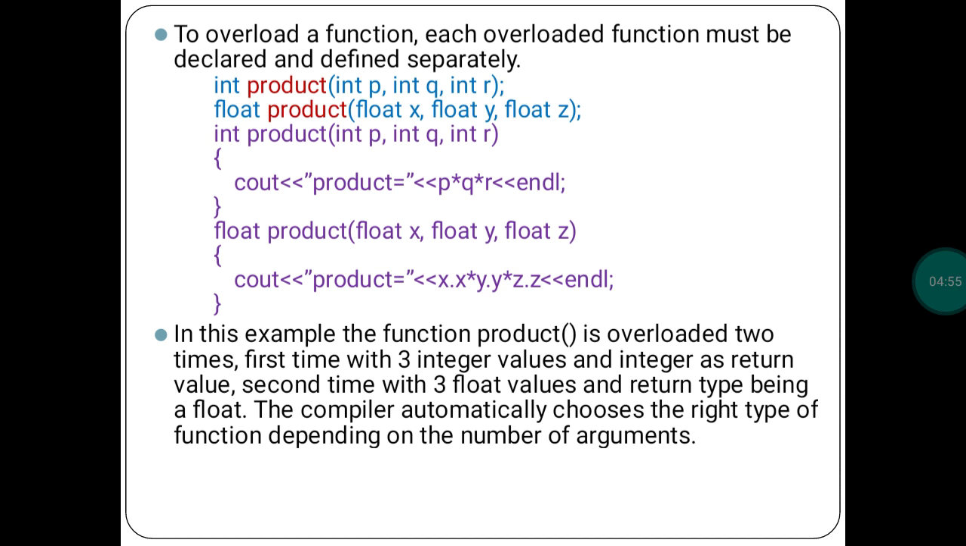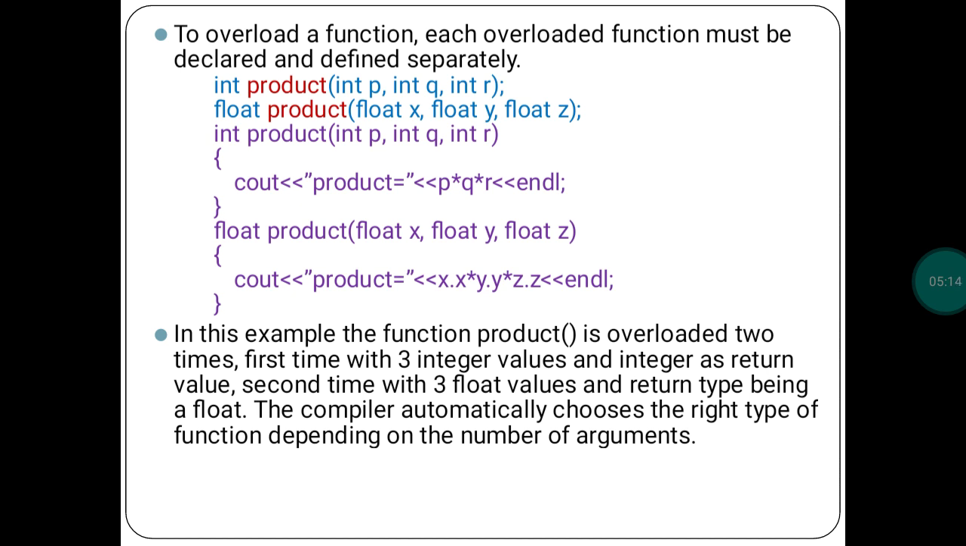In this example, the function product is overloaded two times. First time with three integer values and integer as the return type. Second time with three float values and the return type being a float. The compiler automatically chooses the right type of function depending on the number of arguments.